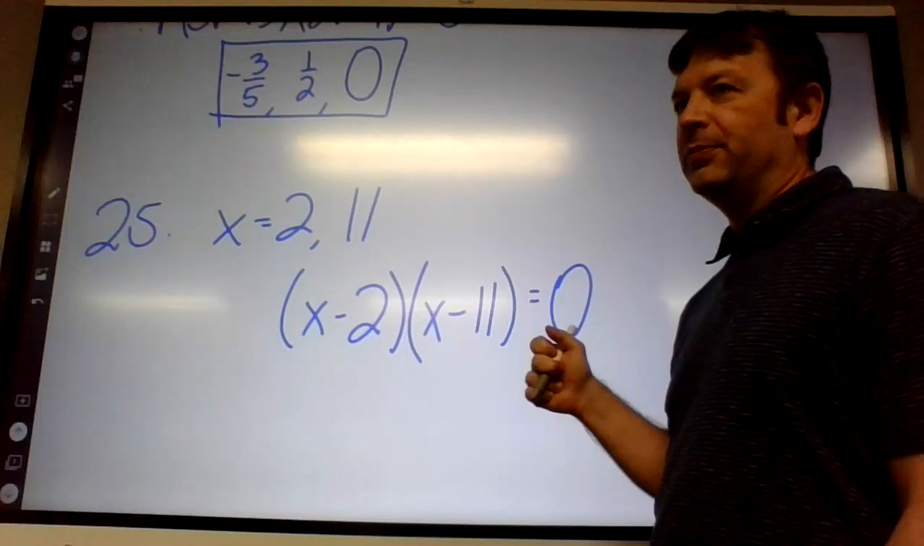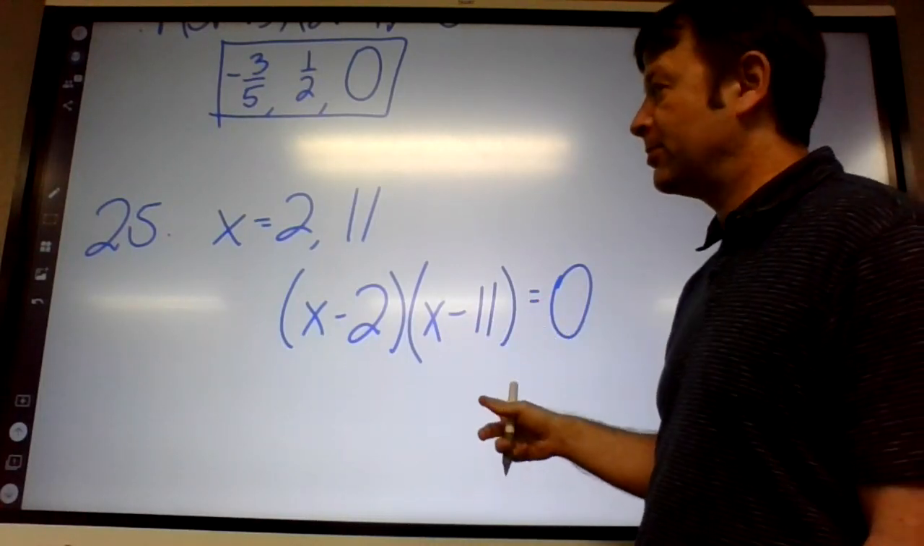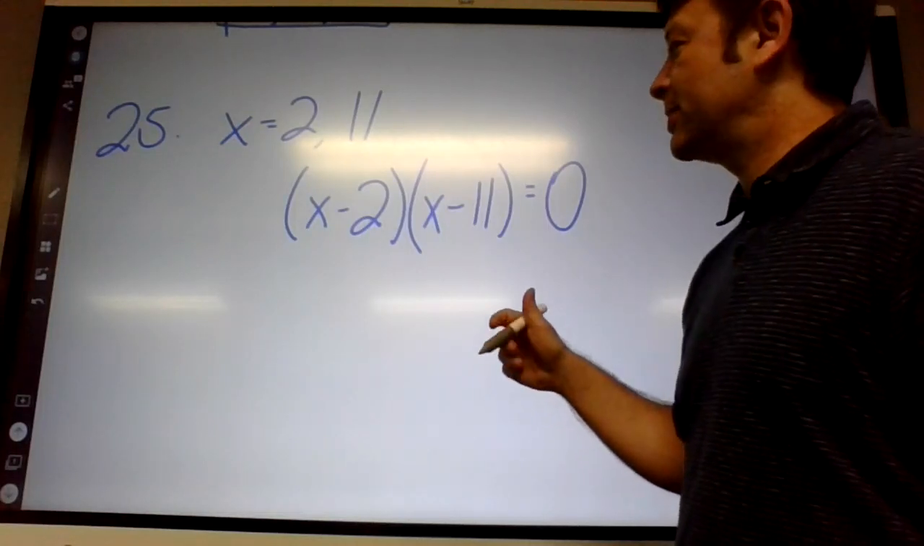However, we can't leave it like that. The directions say write it in standard form. So what does that mean? Keep going, so x squared. You have to FOIL, that's what that means.